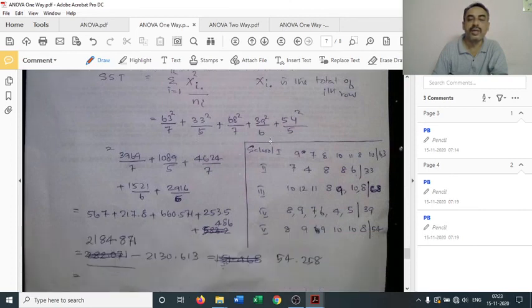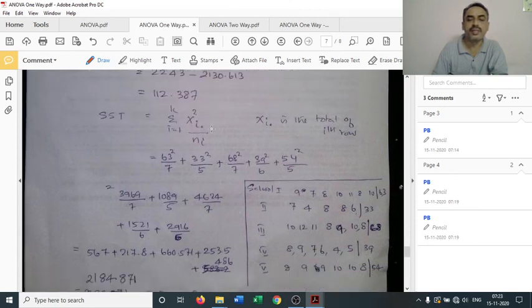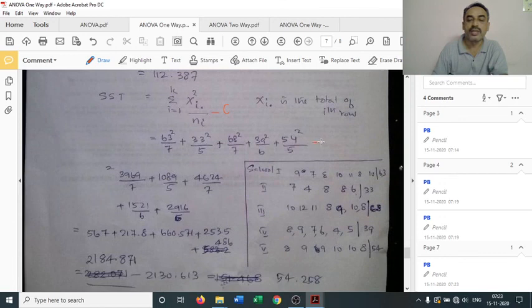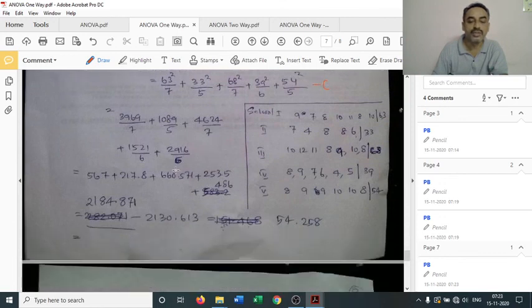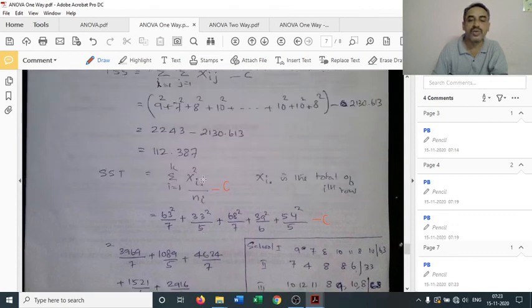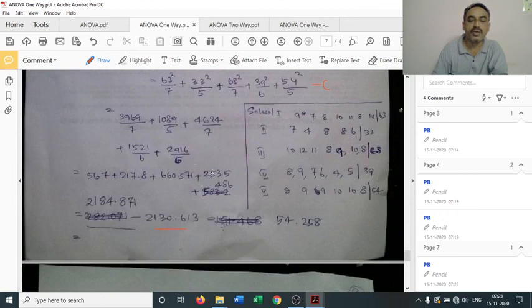Minus C is missing here. There is a correction in the answer, we are missing the correction factor, so minus C has to be taken here, and therefore I think the entire values will be changed. Anyway, it is written here that 2130.613 appears in the last step, even though it is not written in all the previous steps. It is written in the last step, so the final answer is okay, 54.258. The margin here also gives the sum of the rows.